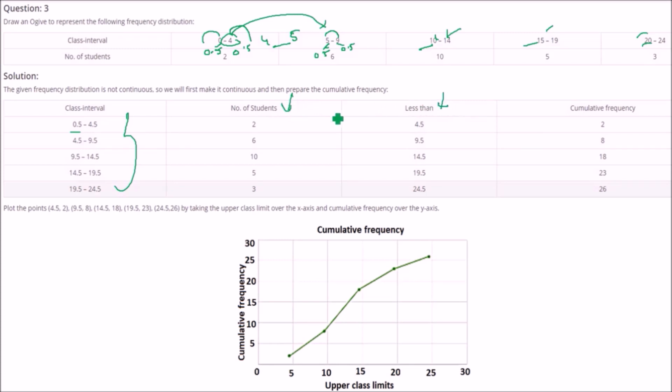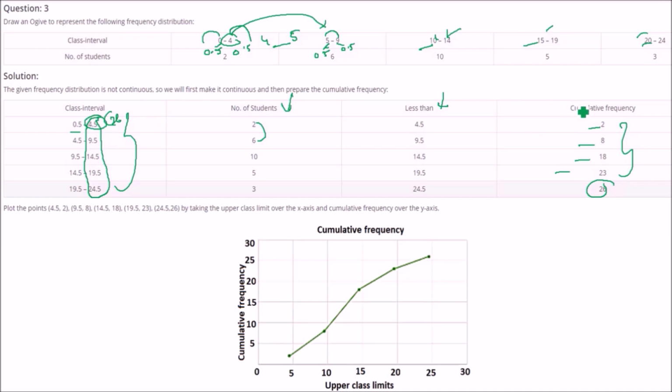Now to find less than, we have to find less than this value, so this will be our x coordinates. And we have to find the cumulative frequency, as I told you earlier. So 2 will be here only, 2 plus 6 is 8, 2 plus 6 plus 10 is 18, then 2 plus 6 plus 10 plus 5 is 23, and 2 plus 6 plus 10 plus 5 plus 3 is 26. So this is your cumulative frequency.